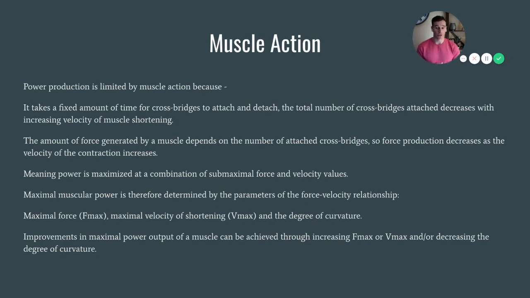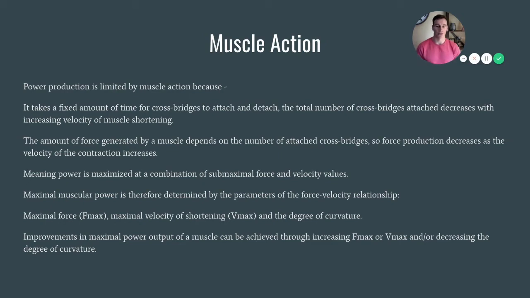That makes the amount of force generated by the muscle dependent on the number of attached cross bridges. So force production decreases as the velocity of the contraction increases, which means that power is going to be maximized at submaximal forces. Again, if you use a powerlifting example, when you're going for a 1 rep max, your power is reduced, but your force is increased. So if we're looking at maximizing your power, we're going to be working submaximally.